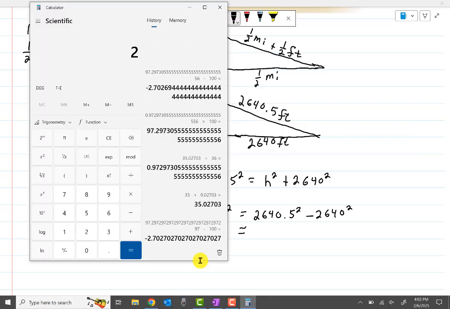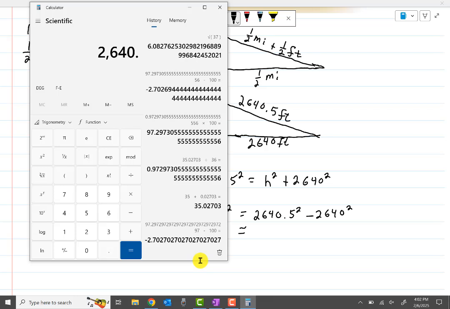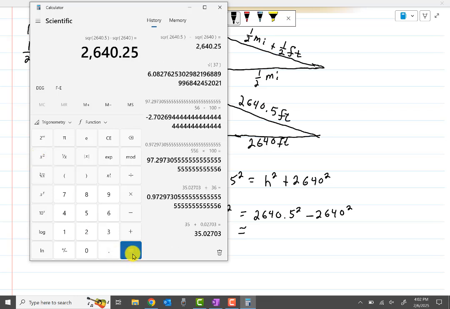So I'm going to take 2640.5 and I'm going to square it. Where's the square? There it is, right there. Now I'm going to subtract this thing squared from it. So I'm going to go minus 2640 and I'm going to square that. And then when you hit equals, it'll do the minusing. So I have 2640.25.